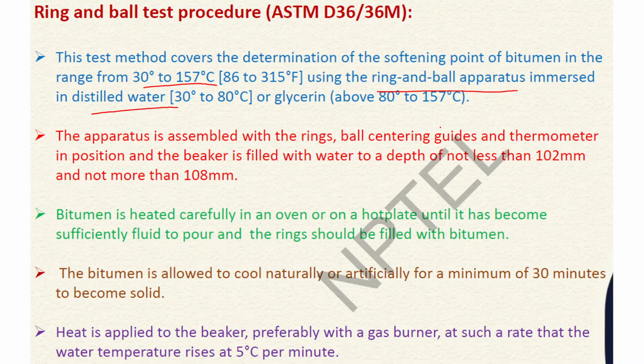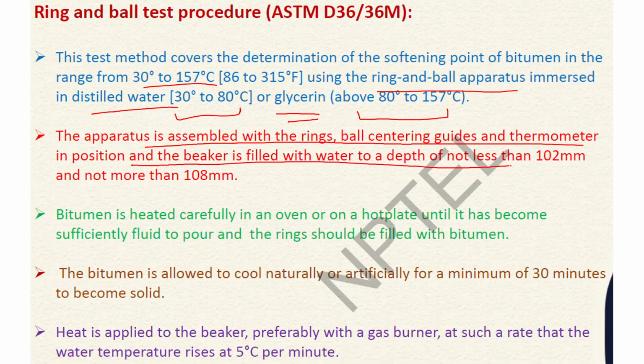If the bitumen consists of lighter cuts, then it is heated in a water bath, and if it consists of heavier cuts, it requires more heat than 80 degrees C, then it is heated in the glycerine bath. The apparatus is assembled with the rings, balls, centering guides, and the thermometer in position, and the beaker is filled with water to a depth of not less than 102 mm and not more than 108 mm.